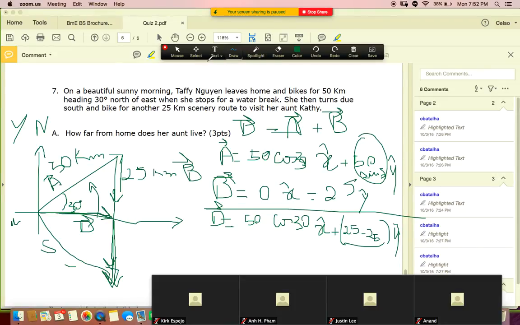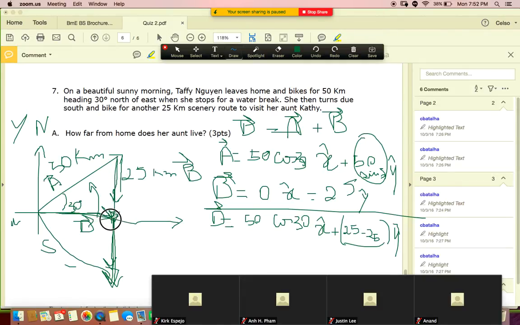Can I change color? Spotlight, draw, redo clear. Can I take a different color? Let's see if I can. So the final vector, no, I cannot.